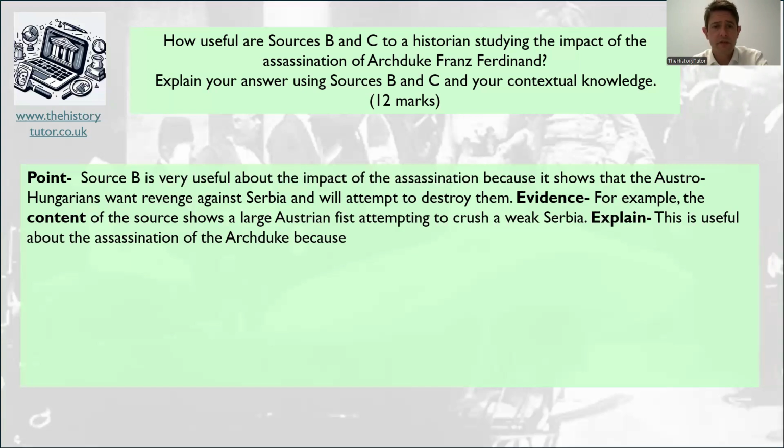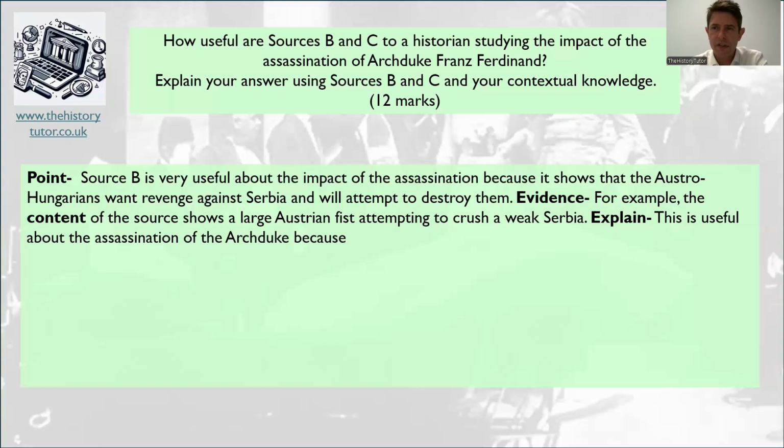This is useful about assassination of the Archduke because, remember, the question is impact of the assassination. So let's give some impact of the assassination then. Explain with your knowledge how we know this is useful. Think about the events, think about what happened in the assassination, think about what happened after. How can we prove that this is a useful source? Okay, pause me and over to you.